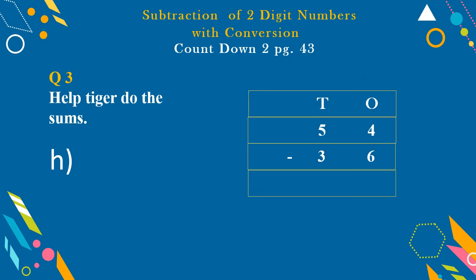Page 43, question 3. Help Tiger do the sums. Part H, 54 minus 36. We will start subtraction from the ones column. In the ones column, the top number is 4, which is less than the bottom number. So we will borrow 1 ten from the tens column.